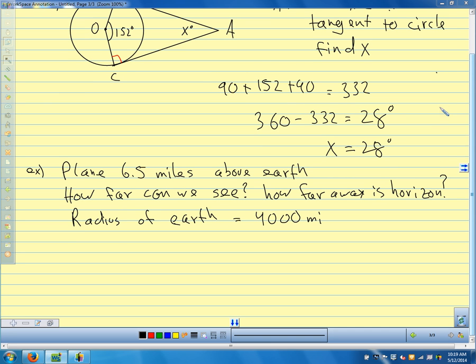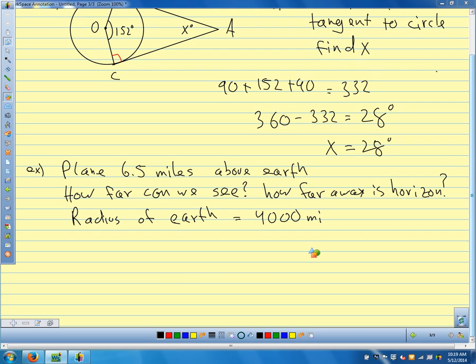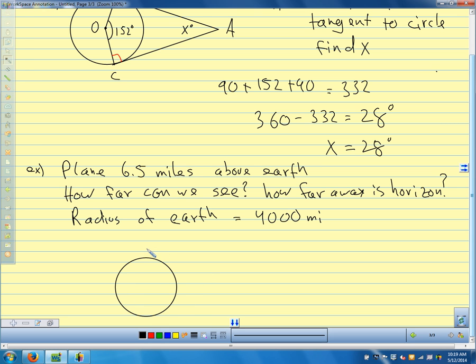Well, we don't have a picture, so let's draw a picture. Here's the Earth. There's my Earth. Here's my plane up above the Earth. This is not drawn to scale. The problem tells us that's 6.5 miles, and we know that the radius of the Earth is 4,000 miles. And the problem asks us, how far away is the horizon? How far can we see?